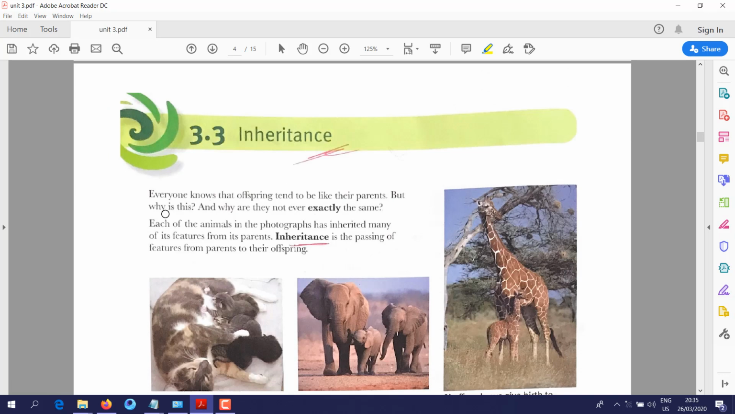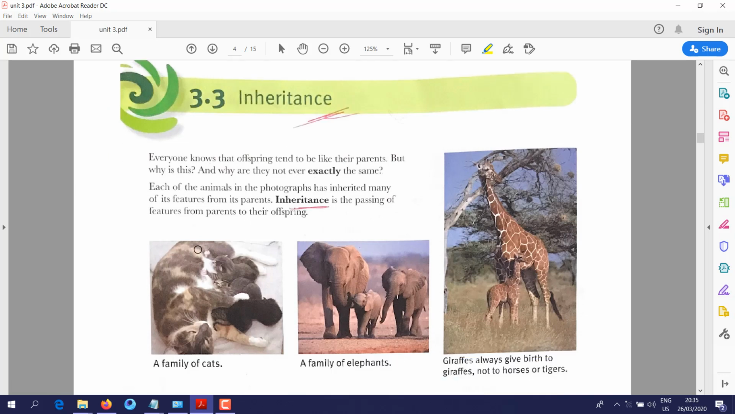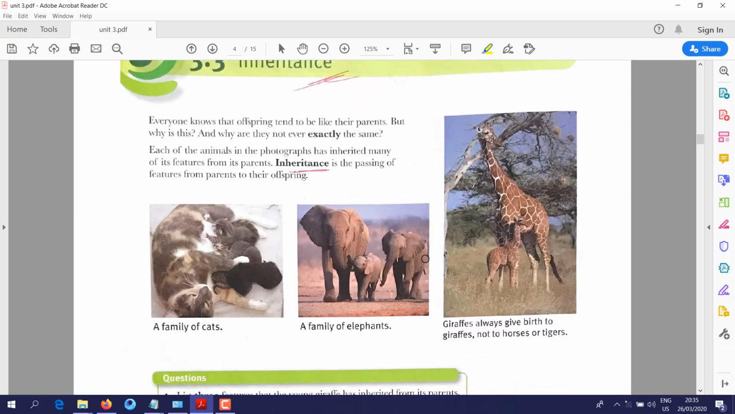3.3, inheritance. What do you mean by inheritance? If you look at these three pictures, you will see parent, offspring, parent, offspring, parent, offspring, and so on. But always the offspring look like the parents. Elephant looks like this one, giraffe, and cat.